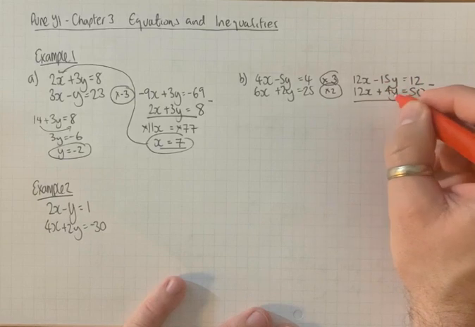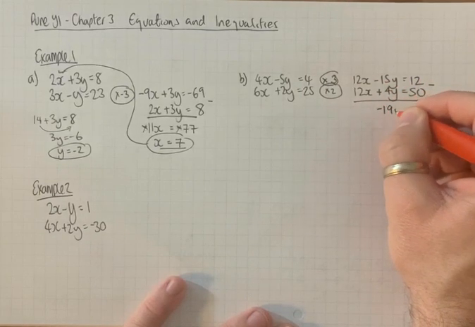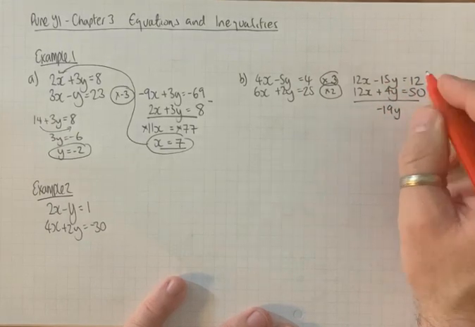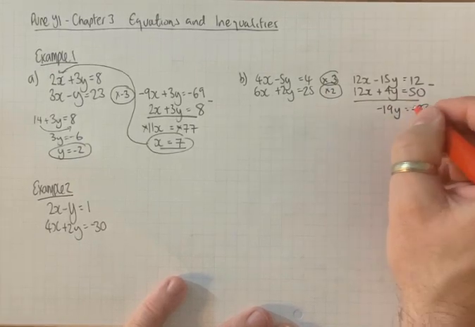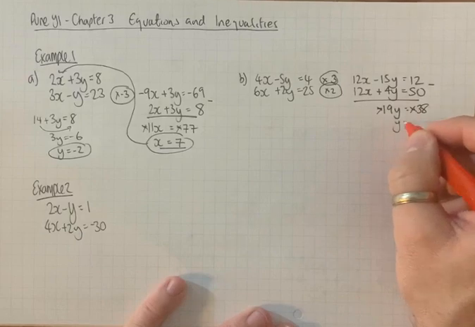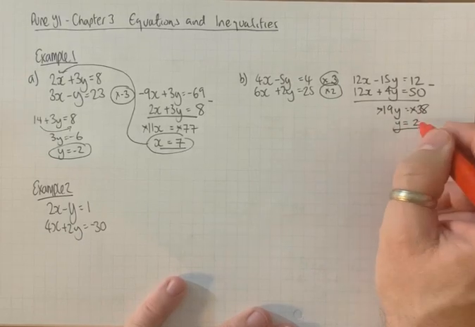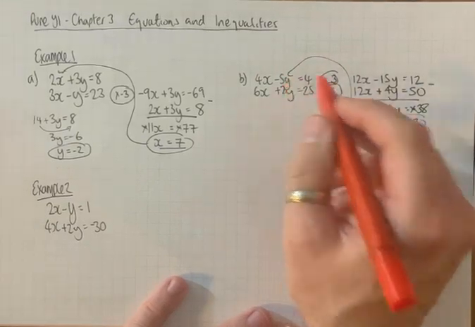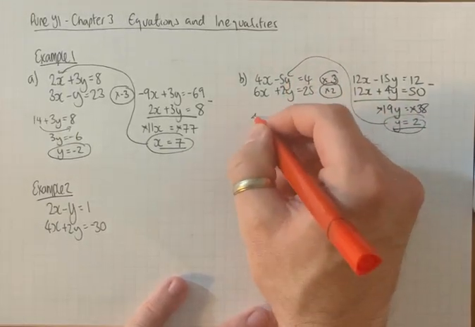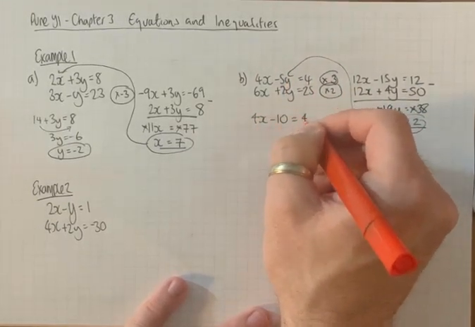Minus 15y minus 4y is minus 19y. 12 minus 50 is minus 38. Again, a minus and a minus is just going to cancel. Divide by 19, y equals 2. Take that and substitute it into the top one, say. 5y will be 10. So 4x take 10 equals 4.